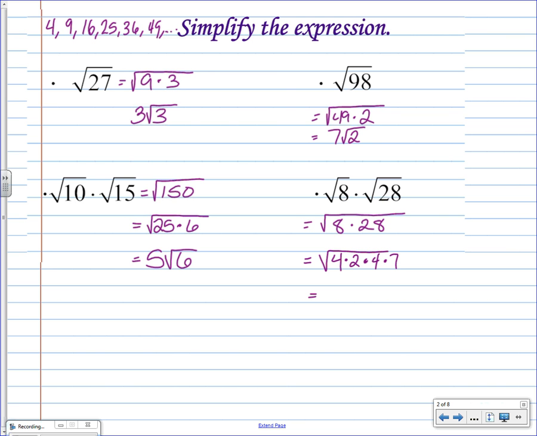I have the square root of 4, which is 2. And I have the square root of 4, which is 2. And left inside my square root, I have 2 times 7, which is 14. So my total is 2 times 2 is 4, 4 square root of 14. Yes, it took a few more steps to do this one, but I didn't have to multiply 8 times 28 and get a big number and then try to find one of my perfect squares that goes into that number. So it is sometimes easier to keep them separate because you know what the multiples of the smaller numbers are. Okay, we're going to go ahead and go on.